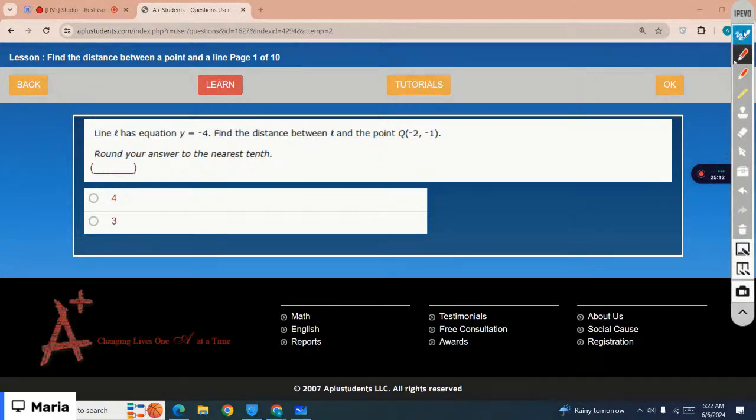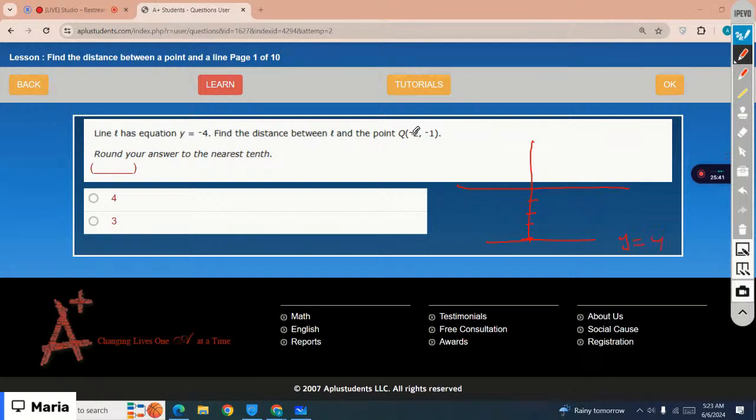The line L has the equation y equals -4, right? For y equals -4: -1, -2, -3, -4. So here is the line. No, sorry, y equals -4, not x. One, two, three, four. Yes, here is y equals -4, the line, right?